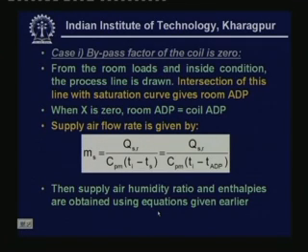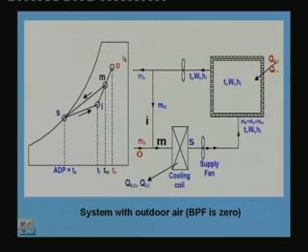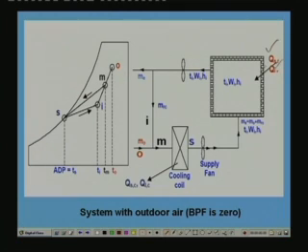So, again from the room loads and inside condition, the process line is drawn. Since we are assuming that we know these sensible and latent heat loads, let us say that we know these loads. So, we can find out the RSHF.